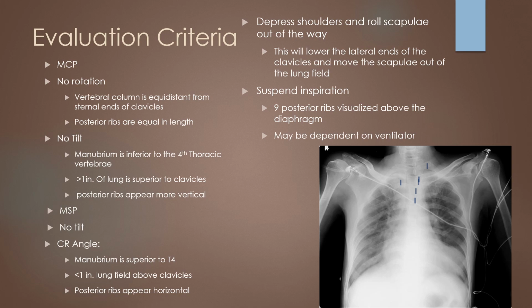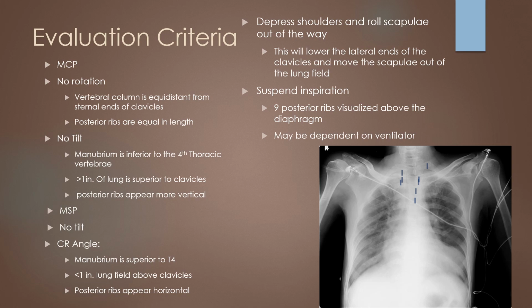The other thing that we talked about yesterday, that's a great indicator, is looking for that 1-inch space between the apex of the lung and the clavicle, and it looks like we have less than 1 inch here, which supports that finding that we made regarding the manubrium being above the fourth vertebra. If there is tilt, we also see posterior ribs appearing more vertical rather than horizontal, and so that can further support that there is some tilt on this one.